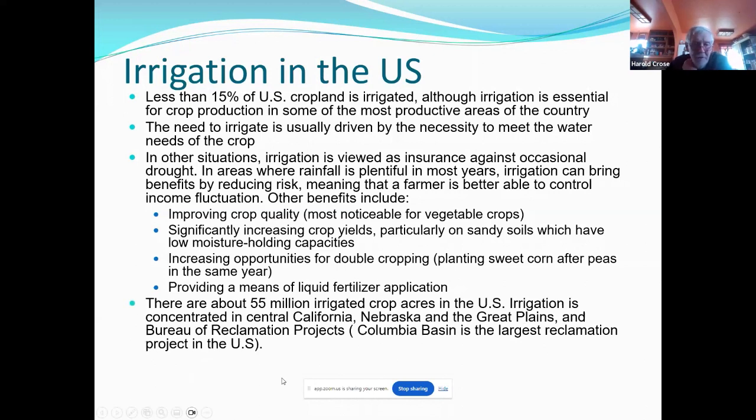There are about 55 million irrigated acres in the United States. Irrigation is concentrated in Central California, Nebraska, the Great Plains. And again, back to the Bureau of Reclamation projects, the Columbia Basin is the largest reclamation project in the United States. About 700,000 acres or so are under irrigation now, with the potential of going up to 1 million acres.